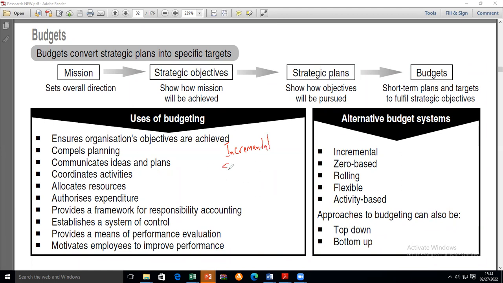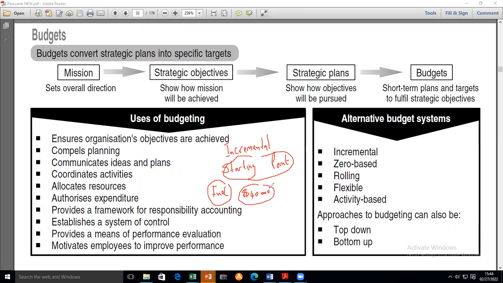If a starting point is not efficient, then you're going to carry forward problems. Let's give an example. We are doing a fuel budget. I'm sure it's a common budget, fuel. So we ask ourselves, how much have we spent on fuel this year? Oh, we have spent $40,000. That's how much we've spent.